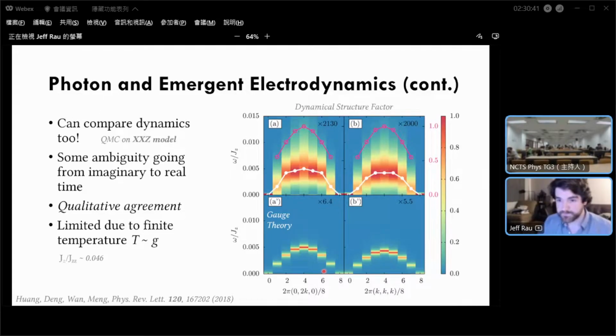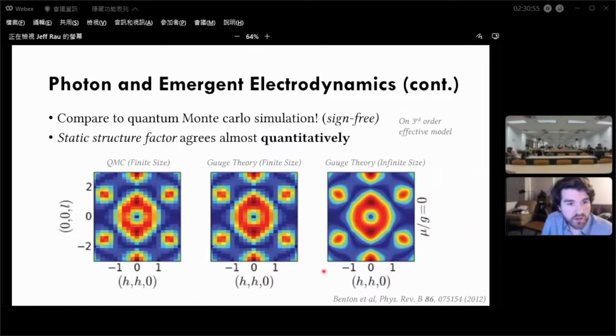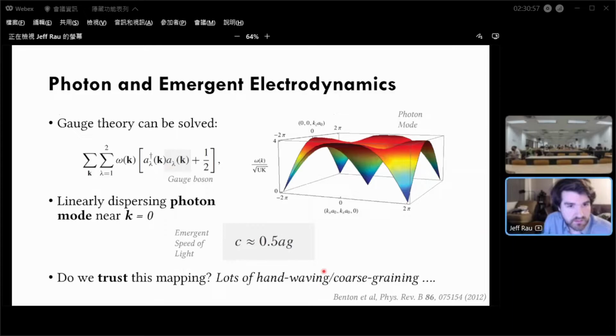Is a question? Sorry, can I interrupt? So this is in 3 dimensions. Yeah. And can you explain how you get the polarization of the photon? You have lambda equal to 1 and 2 before, right? The polarization of the photon. How do you get this?